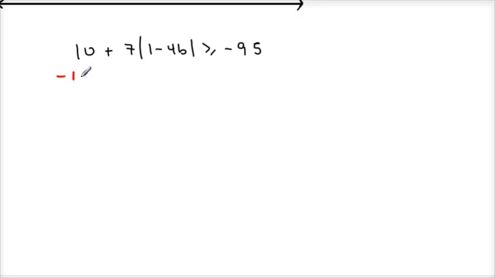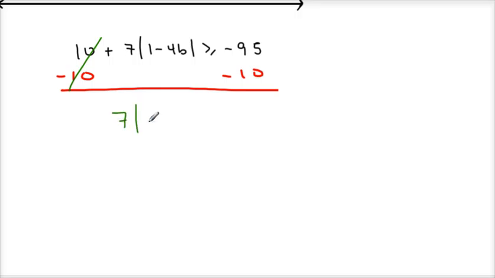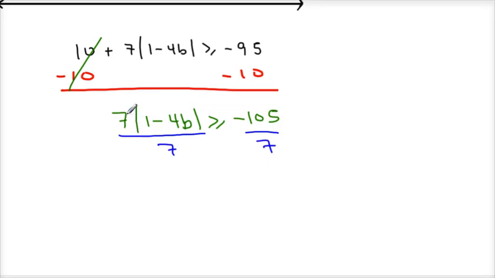Let's go for this one. Subtracting 10 from both sides, here we got 7 times the absolute value of 1 minus 4b is greater than or equal to negative 105. Divide both sides by 7. Now we have the absolute value of 1 minus 4b is greater than or equal to negative 105 divided by 7. This is a negative divided by a positive, so before you even figure out what it equals, you know the answer is going to be negative. It goes in 15 times, so it's negative 15. So the absolute value is greater than or equal to negative 15.